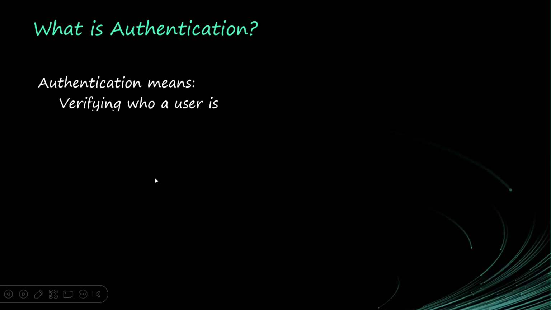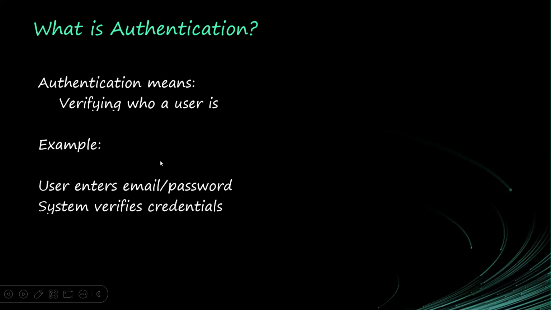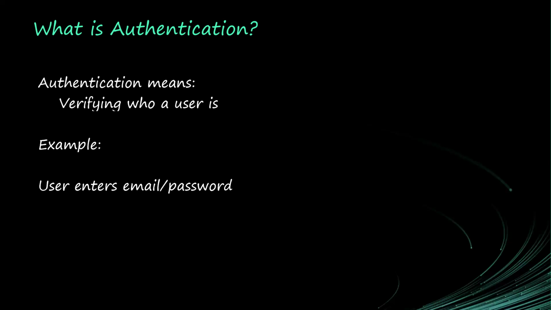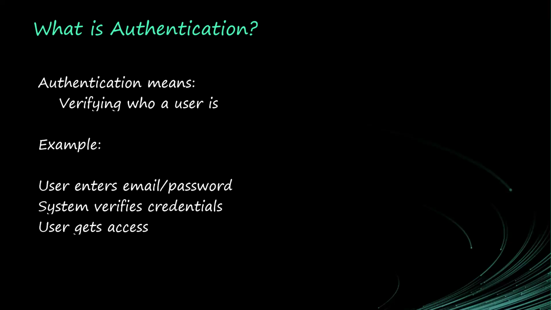So, what is authentication? Authentication means verifying who a user is. I cannot come into your app and into your system just like that. You have to ask me, who am I? I have to tell you, this is who I am, and then you verify me. An example is when a user enters email and password, just like when you want to log in, you enter your email and your password. The system will verify your credentials. That's what we are going to show you how to do now. If the user is verified, they will get access to the result they are looking for. But if they are not verified, they will be rejected.